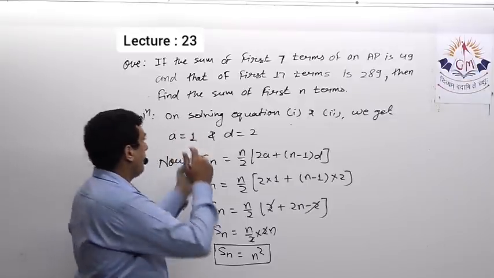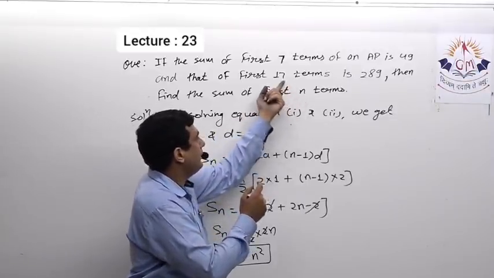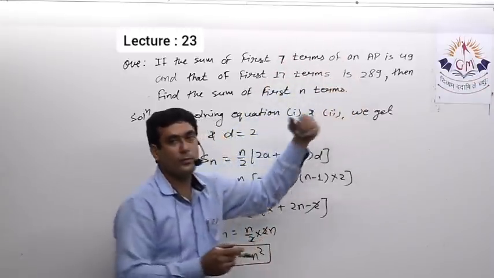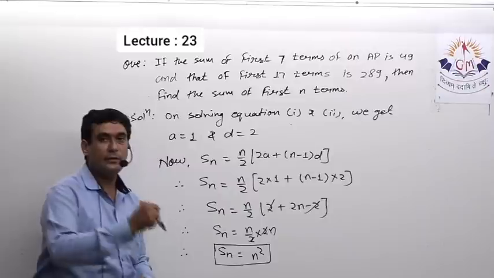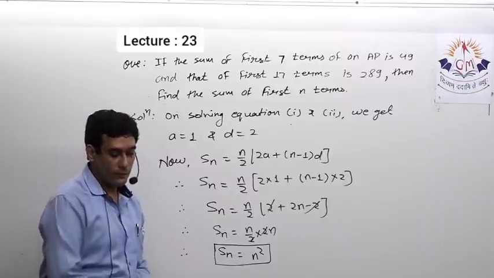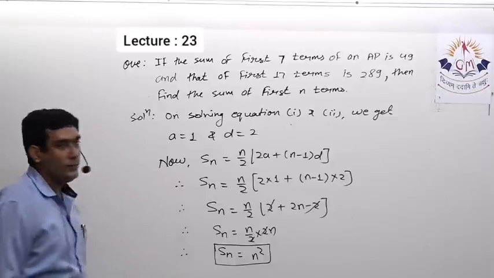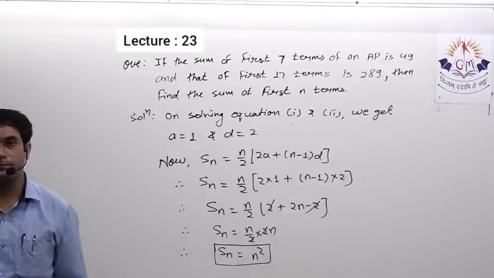Simply as n is 17, so sum will be its square, and for 7 sum will be its square. So similarly, if n is 31, sum will be its square. So square of 31 is 961. So please note it down, then we'll see the next question.